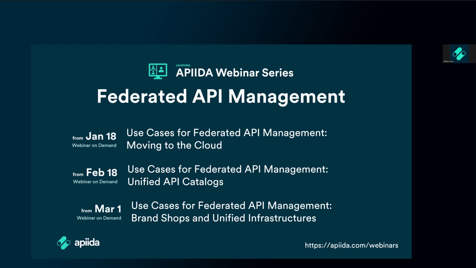And we're going to start that series with different use cases and how to solve them using the API control plane. We're going to start from, as I said, January 18th with the use case of moving to the cloud and how to solve that. It was briefly mentioned again today, but we'll spend way more time on how to do that using the control plane. We'll continue with unified API catalogs from February 18th and branch jobs and unified infrastructures from March 1st. And there will be more in Q1, right?